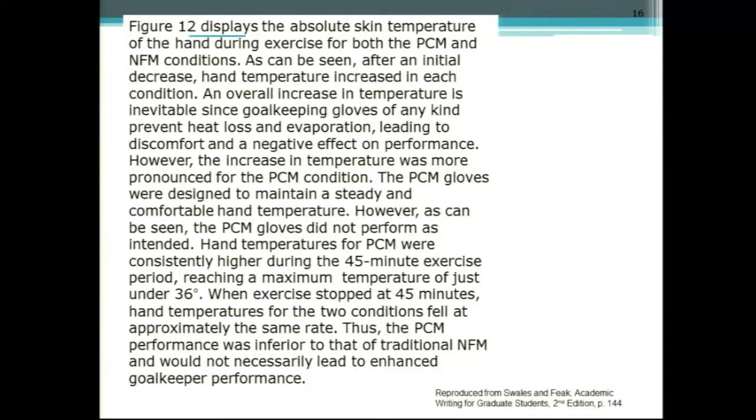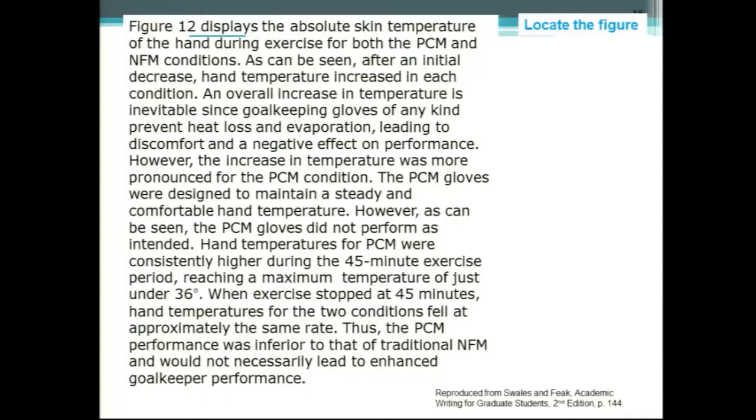The first sentence here, "Figure 12 displays the absolute skin temperature of the hand during exercise." That's what we can call the locator statement. We often have these in our writing: we introduce the figure and say what it shows. This figure 12 does this. It's a locator. I've written that here: locate the figure. And we have a choice of words we can use under "displays": shows, displays, illustrates. There's a whole variety of words you can put in that slot, and here's a little opportunity to vary your language as you write.